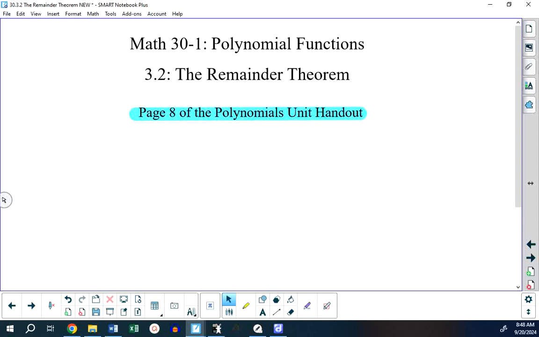We're looking on page 8 of your unit handout. This is the second lesson. This is called the remainder theorem. And between today's lesson and the lesson that we're going to get going with on Monday, these two lessons together are very important in terms of the algebra used to analyze polynomial functions.